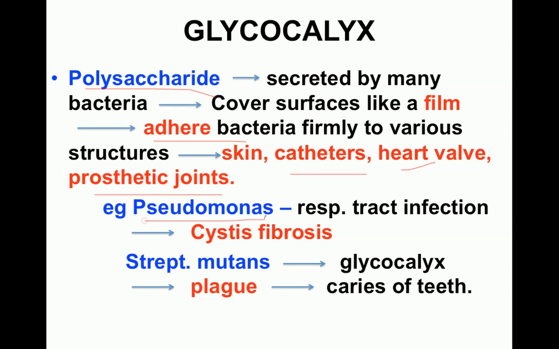The best example is Pseudomonas. This polysaccharide is going to play a very important role in cystic fibrosis, which is a respiratory tract infection. And Strep mutans results in production of glycocalyx, which is going to produce caries of the teeth. We will be discussing these organisms and the conditions in detail when we move on to specific organisms.